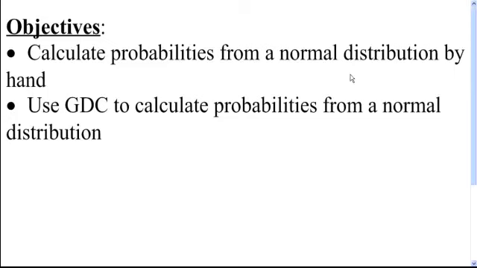In this video, we're going to be looking at calculating probabilities from a normal distribution by hand and then also by a graphing calculator. In this chapter, the focus is going to be on continuous probabilities versus the discrete.